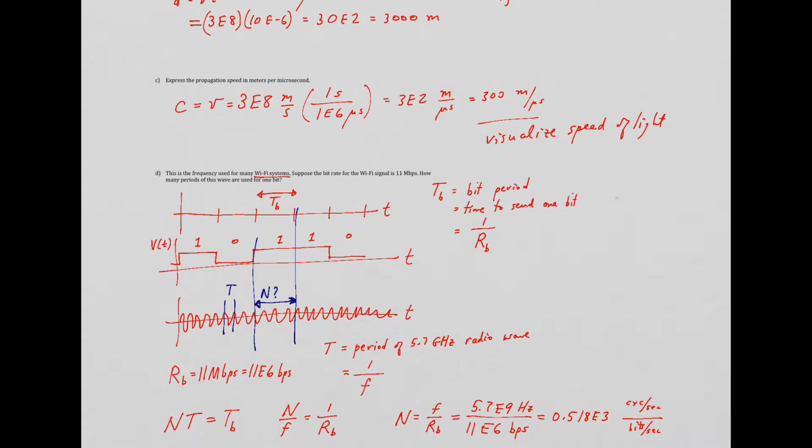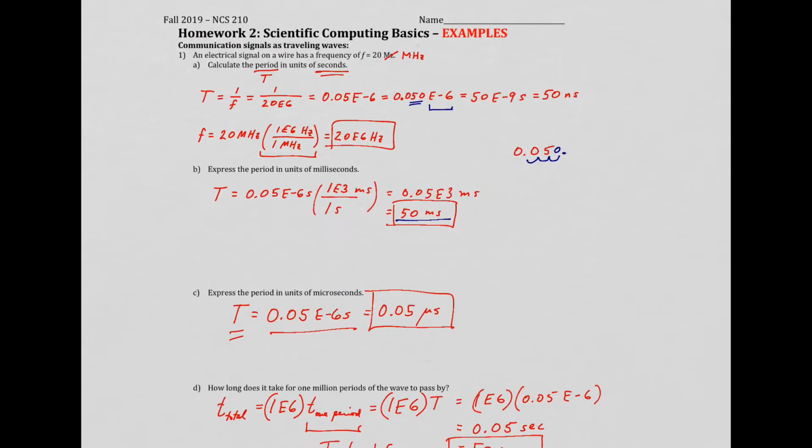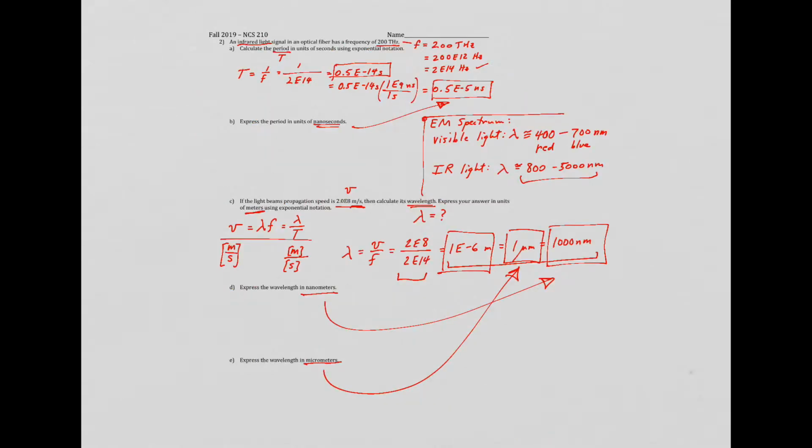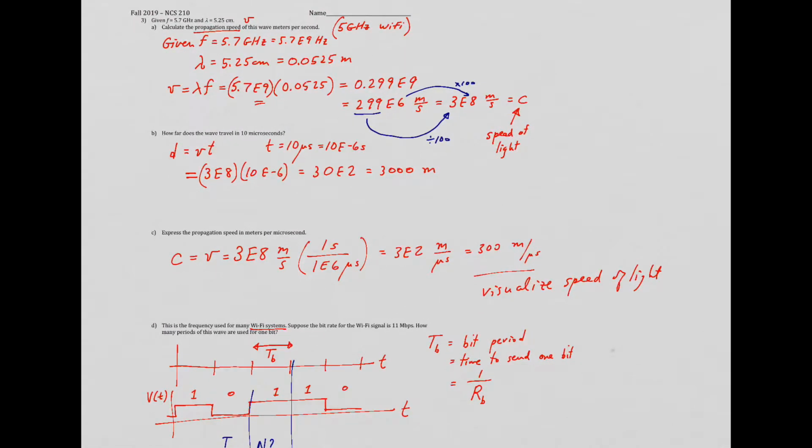Hope that's clear. And finally, the last problem. So we've done 3 different kinds of traveling waves. One was an electrical signal on a wire, might be a USB signal or something in your video wire. We did an infrared light problem. We did a Wi-Fi problem. And now we're going to do a sound wave traveling in air. This is 4 different physical situations that correspond to the same set of equations.